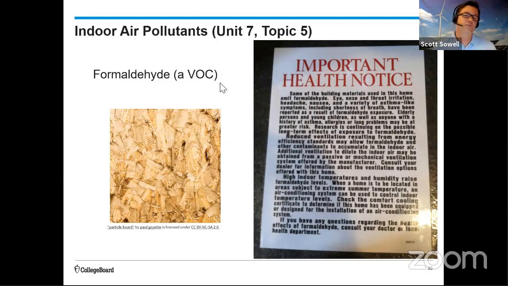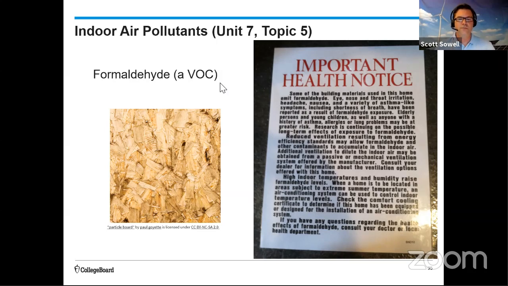So we kind of go, okay, well, thanks for giving me that little piece of information, but what does it have to do with a mobile home? The next paragraph answers that. Reduced ventilation resulting from energy efficiency standards may allow formaldehyde and other contaminants to accumulate in the indoor air. Additional ventilation to dilute the indoor air may be obtained from a passive or mechanical ventilation system offered by the manufacturer. So it's really interesting here that it's almost like a health warning for a new home.